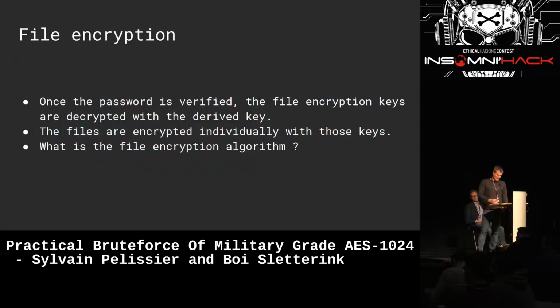So then I had the John the Ripper plugin to crack the password, but one thing was missing: as soon as the key is derived, how are the files encrypted in the solution? So in fact, it's quite standard to have a file containing file encryption keys, which are encrypted with the derived key, because if the user changes password, you don't want to re-encrypt all the vault. So there is a file encryption key which was encrypted with this derived key, and then this key was used to encrypt those files individually. So I needed to know how it was encrypted.